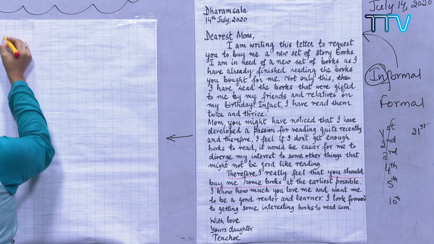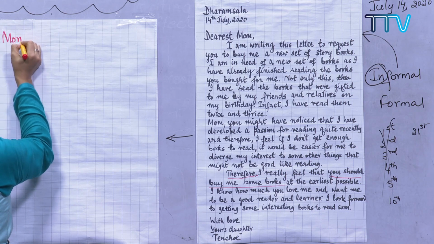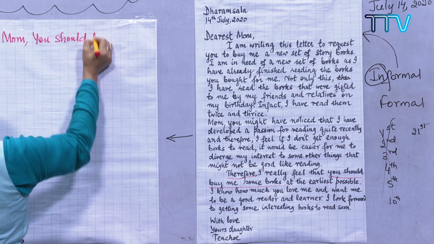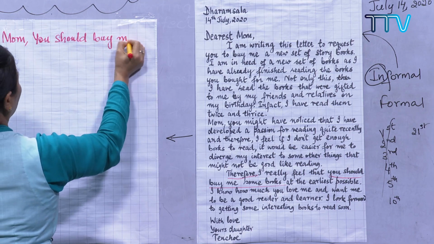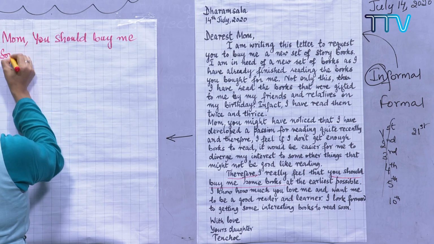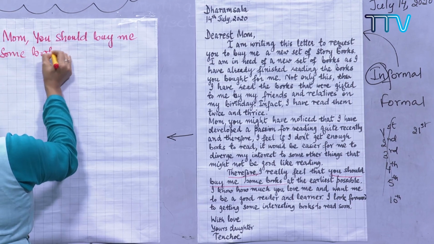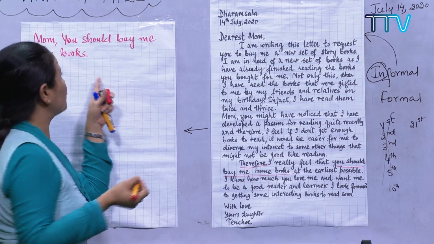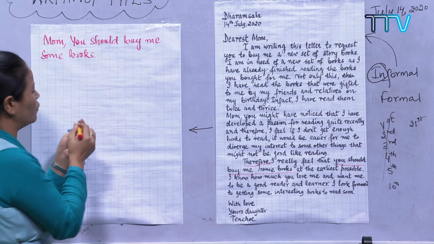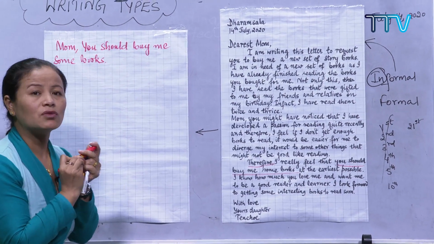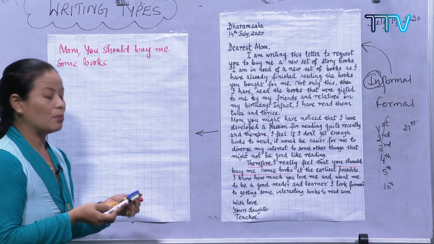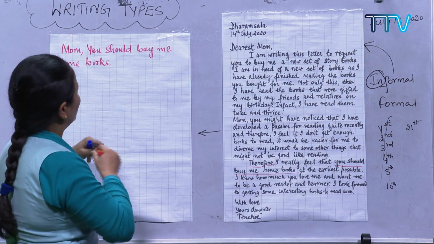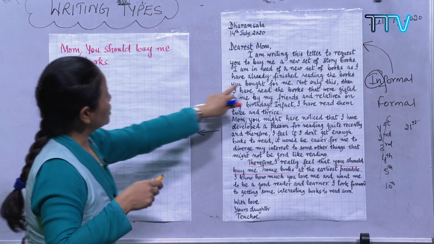So your claim would be: Mom, you should buy me some books. This would be your claim. Now you have to justify, you have to give valid reasons why your mom should buy you some new books. Now, how are you going to do that? You are going to take help from here.